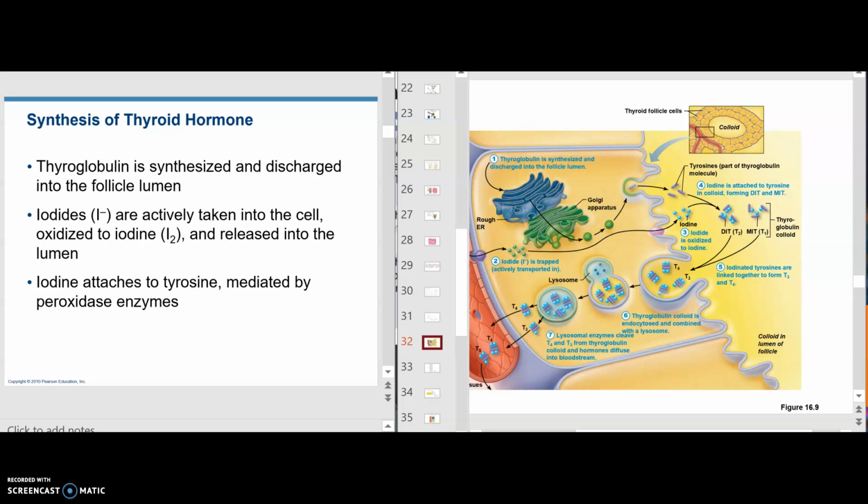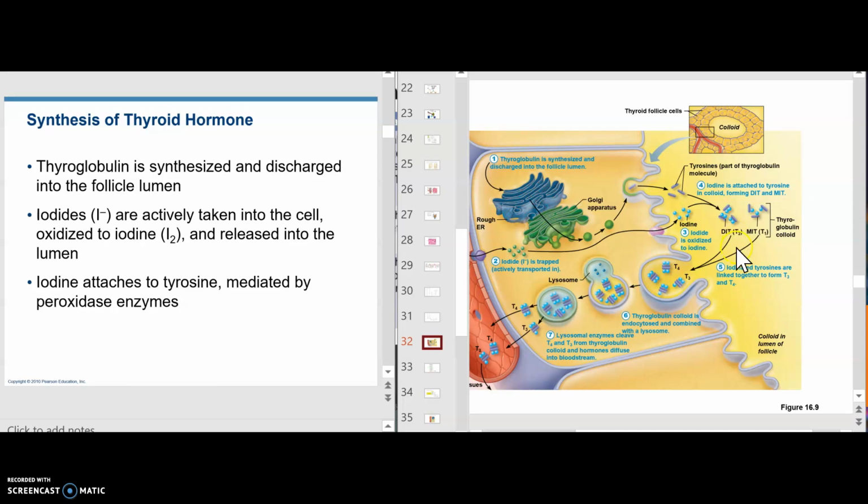We concluded with the last recording with this picture here showing how thyroid hormone is made. We showed how the thyroglobulin molecule is made. We showed how iodide was trapped, converted to iodine through an oxidation reaction, and then the formation of thyroid hormone stored in colloid.